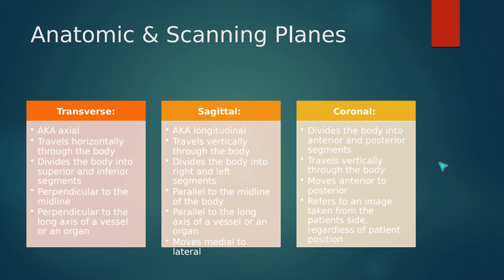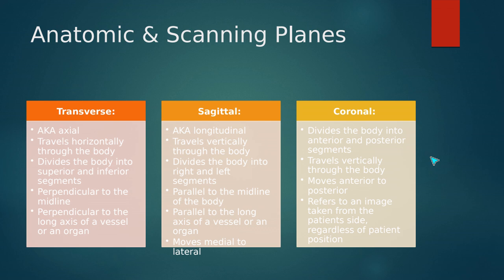So sagittal is going to show something elongated. It's known as longitudinal. It's going to travel vertically through our body. It helps us to divide the body into right and left segments. It's going to run parallel to that midline like we just talked about. And like we said, also going to be perpendicular to transverse, so it means it's parallel to the long axis of a vessel or an organ.